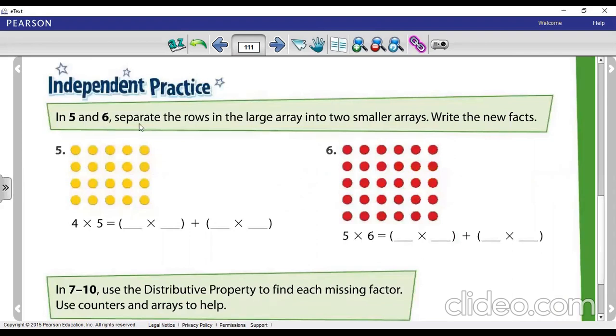In 5 and 6, separate the rows in the large array into 2 smaller arrays. Write the new facts. I have here in question 6, 5 multiply 6. I have 5 rows and 6 columns. I can divide them into 2 smaller arrays. Let's say I will divide them into 2 smaller arrays like this one and this one.